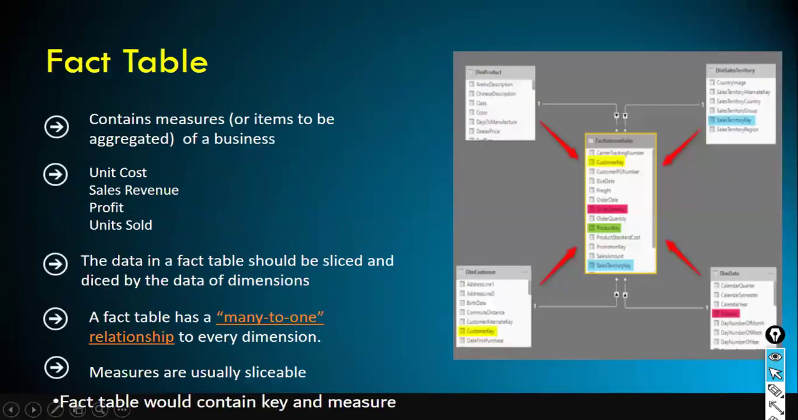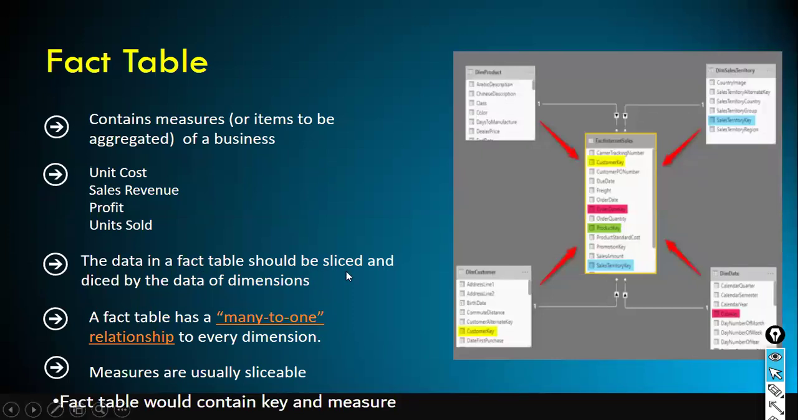Next one is the fact table. So the middle one is your fact table. The fact table contains measures. It's nothing but the items that need to be aggregated. Total unit cost and total revenue, total profit, total units sold. These are your measures. The aggregated values, the measures which you use for aggregation, that is called your facts.